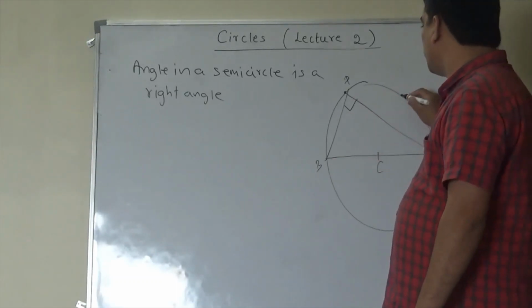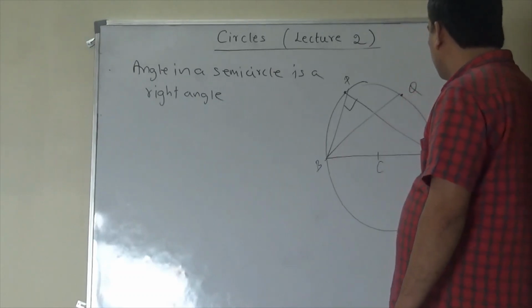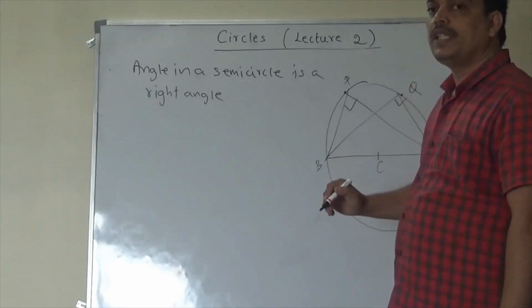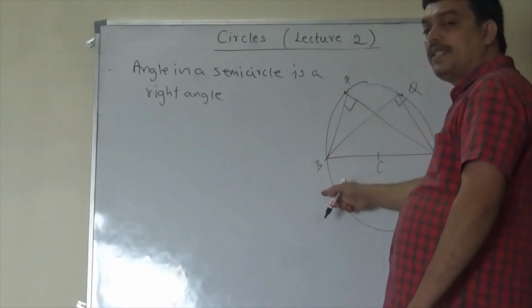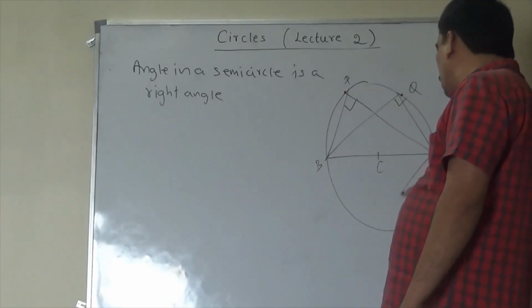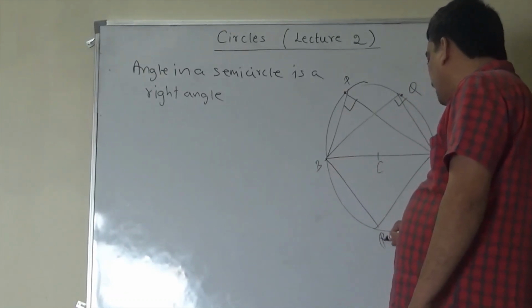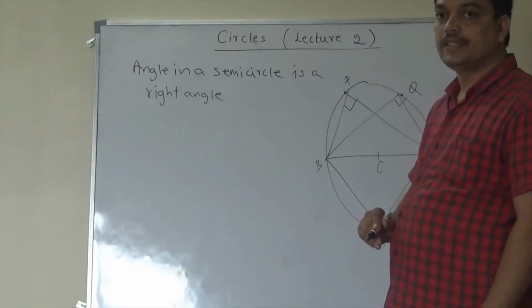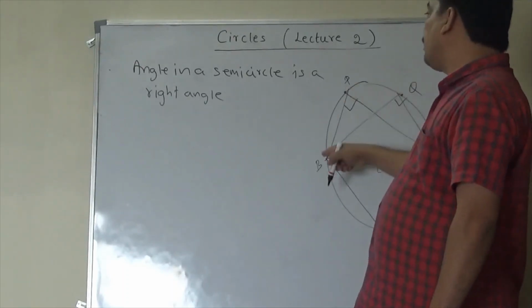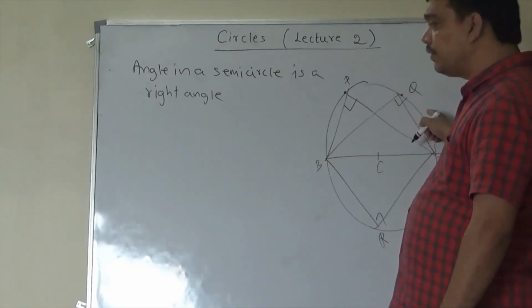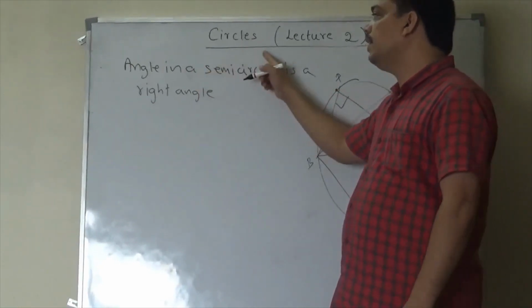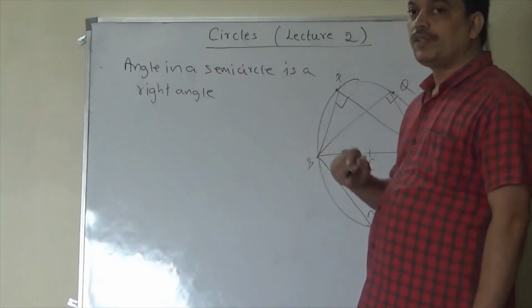And not only here, at any other point also it is going to subtend 90 degrees. Even if I choose some other point Q here, still AB will subtend 90 degrees. And not only in the upper part of the circle, which is called the semicircle, it also subtends the same angle in the lower part of the circle. Even if I choose a point R here, this angle is going to be 90 degrees. So at any point on the circle, the diameter subtends an angle of 90 degrees, which is the same as saying that angle in a semicircle is a right angle. So let me prove this result now.